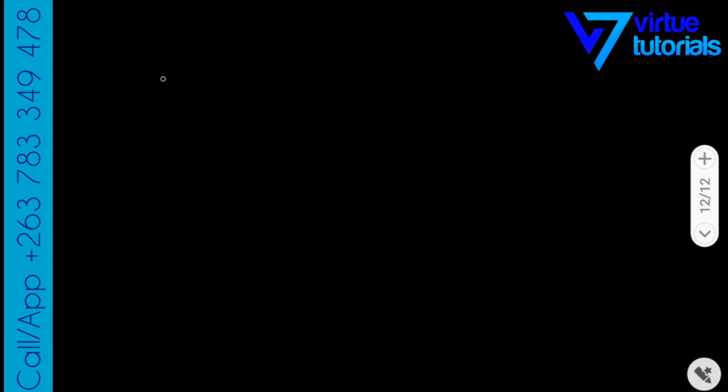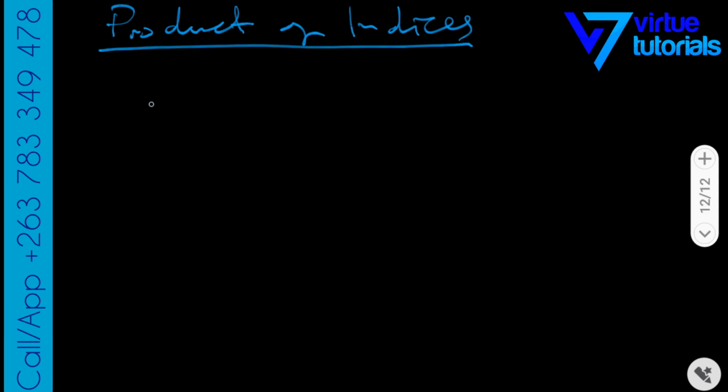Okay, moving on with indices. We want to look at the product of indices. Now, what happens when something is raised to more than one power, like this?